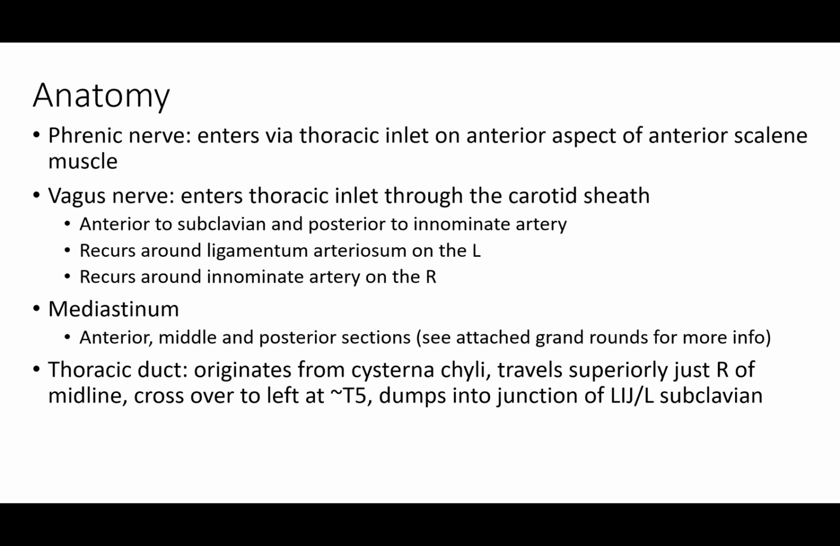The vagus nerve enters the thoracic inlet through the carotid sheath, anterior to the subclavian and posterior to the innominate artery. You have recurrent vagus nerves on both the right and the left. On the left is the one I think we're more familiar with, where it travels around the aorta at the level of the ligamentum arteriosum, and on the right it recurs around the innominate artery.